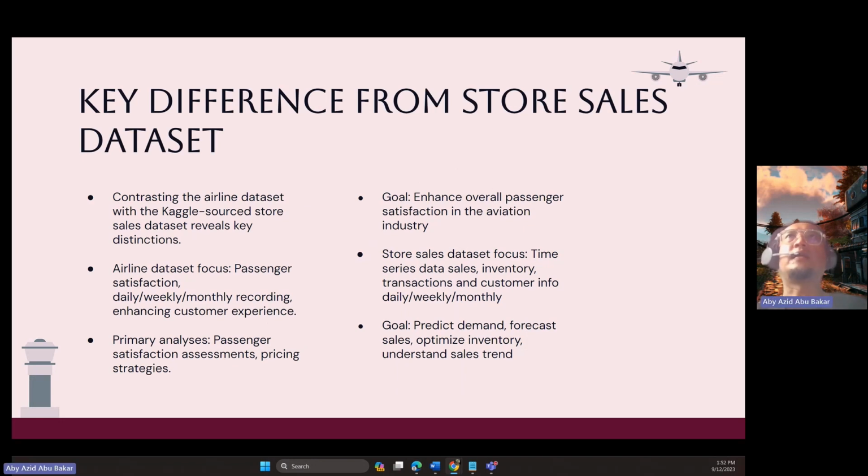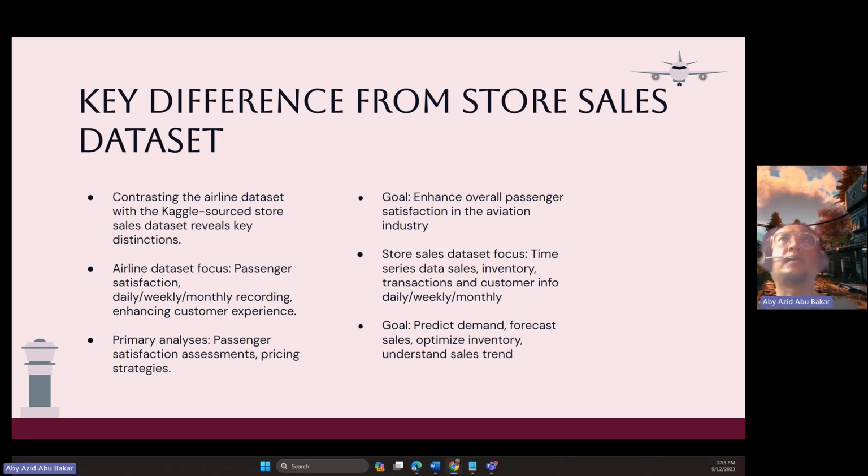When we compare our dataset with the full dataset, we have uncovered some key differences in terms of dataset focus, analytical approach, and objective. The airline dataset centers on passenger satisfaction feedback, often recorded on a daily, weekly, or monthly basis. Its primary purpose is to gauge passenger contentment, which can subsequently inform pricing strategies. The overarching objective is to elevate the overall satisfaction of passengers.